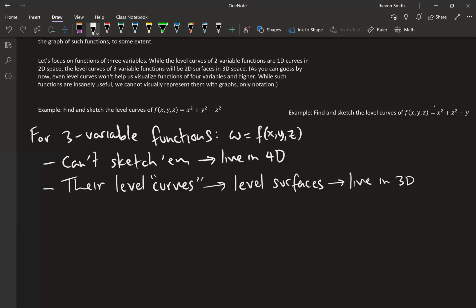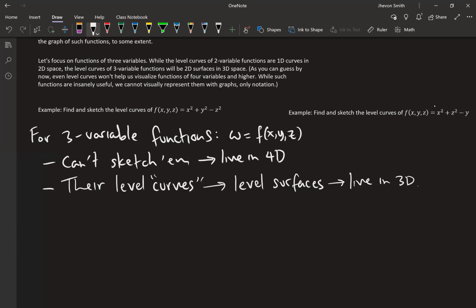So it also stands to reason that if we go to 4 variables, now even the level curves we won't be able to visualize on a 4-variable function, because that guy is going to live in 5 dimensions. His level surfaces are going to be hypersurfaces in 4 dimensions, which we can't even visualize. So we quickly outgrow being able to sketch things with anything that has more than 3 variables, actually.